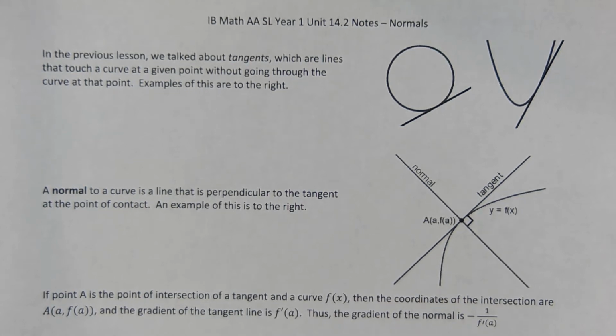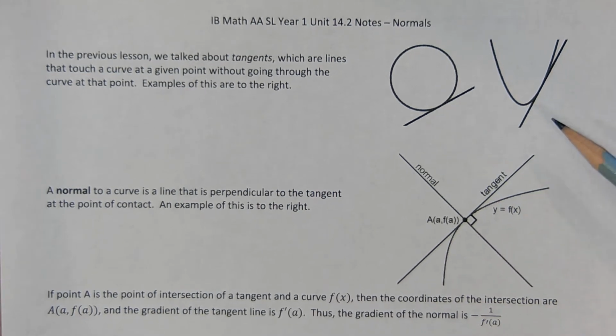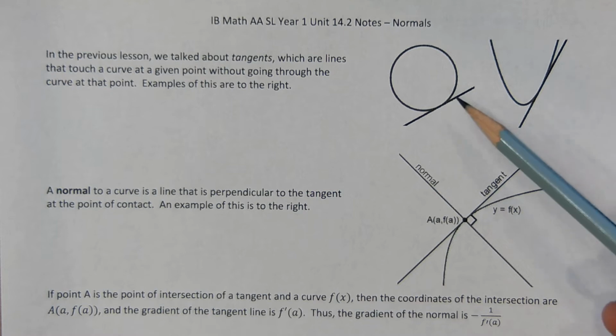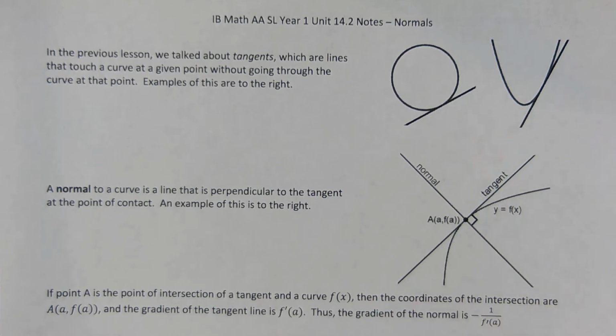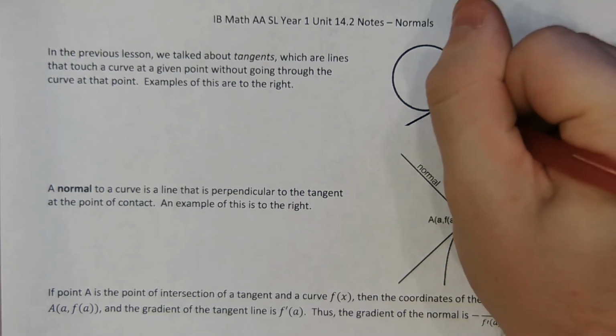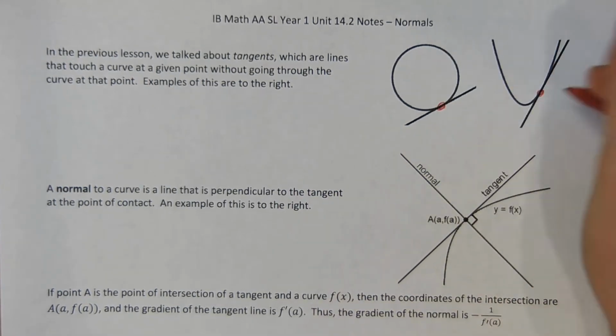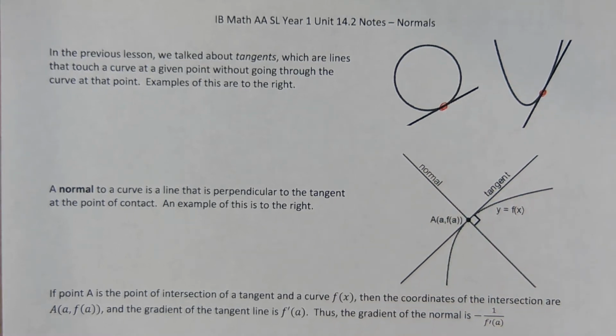So in our previous lesson, we talked about tangents, which you can see in this picture. They're lines that touch a curve at a given point without going through the curve at that point. And these are the same exact examples that I gave you in the notes that we did yesterday. And we have a point of tangency here. We have a point of tangency here. See, at that point of tangency, the line that I've drawn there has the exact same slope as the curve.